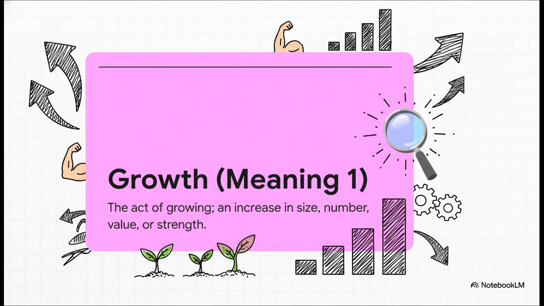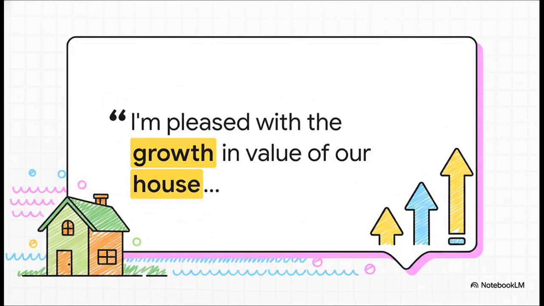So let's start with the obvious meaning. The number one job for the word growth is exactly what you think it is. The act of growing. You know, an increase in size, or in number, or value. This is the classic positive definition we use all the time. And the source material gives us this perfect everyday example. "I'm pleased with the growth and value of our house." It's simple, it's clear, and it's using the word exactly how we just defined it. That's meaning number one, plain and simple.